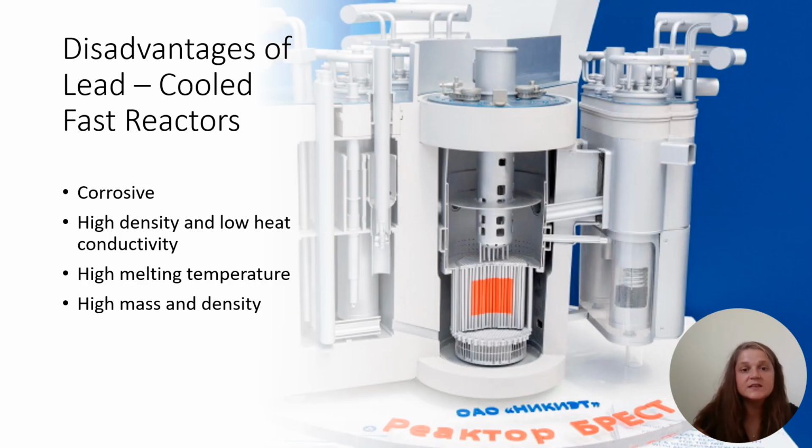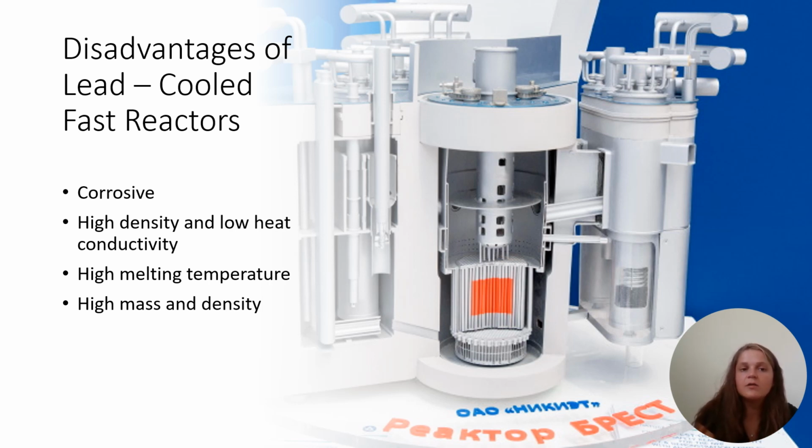So now for the disadvantages of lead-cooled fast reactors. Number one is their corrosivity. Lead is highly corrosive to structural steels. It also has high heat density and low heat conductivity that reduces the possible lead flow rates. This limits the total allowed power density and doubling time for breeding plutonium. The high density and high mass of lead as a coolant causes the need for careful consideration of structural design to prevent seismic impacts on the reactor system.